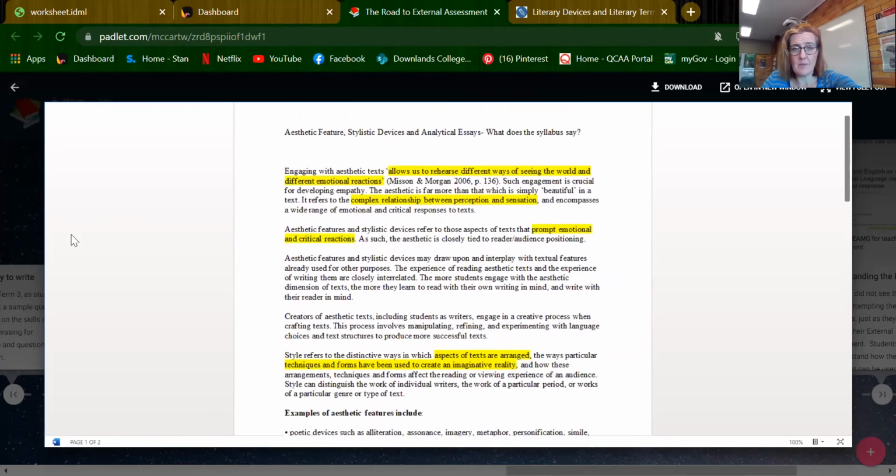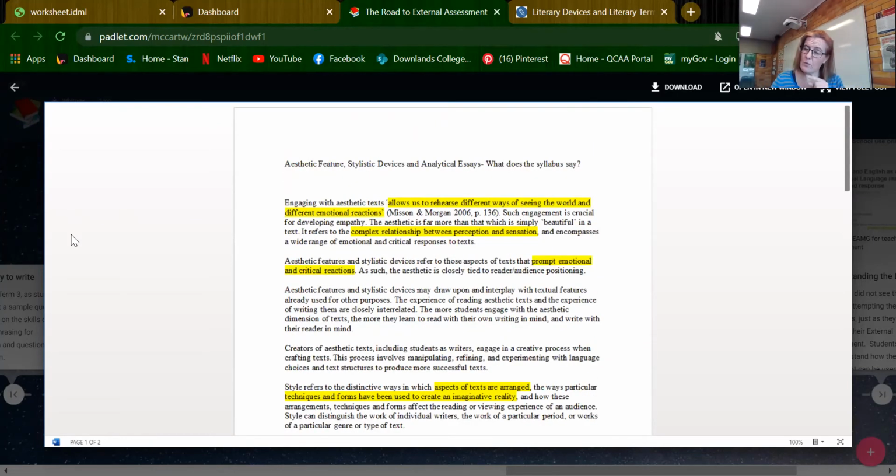Okay, so if I go back to the top of the page, we can then look at what aesthetic features are about. Aesthetic features, if we read along with the definition there, allow us to rehearse different ways of seeing the world and different emotional reactions. So if I'm able to use the ways that words are put together on a page to access a different emotional reaction, then there's something about the construction of those words that's inviting me to explore a different set of values, attitudes, and beliefs.